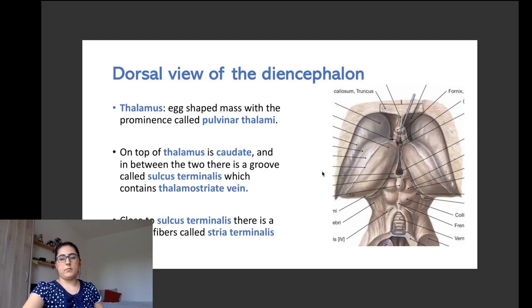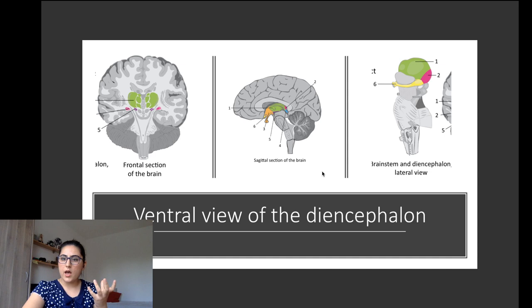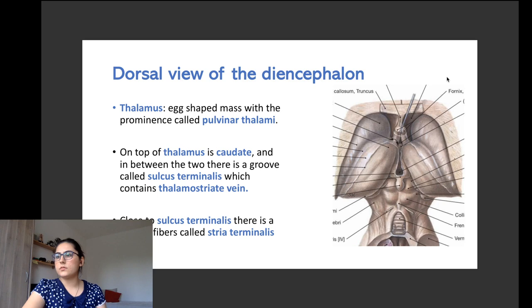Again, to give you an idea of what I'm talking about in 3D dimensions, at first I was talking about the ventral view, which is over here. So imagine looking from this direction. And now I'll talk about the dorsal view, which is basically from this direction. All right, so dorsal view.